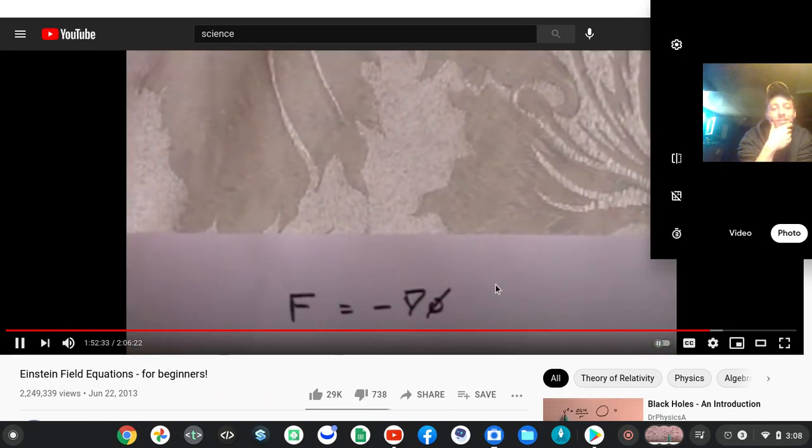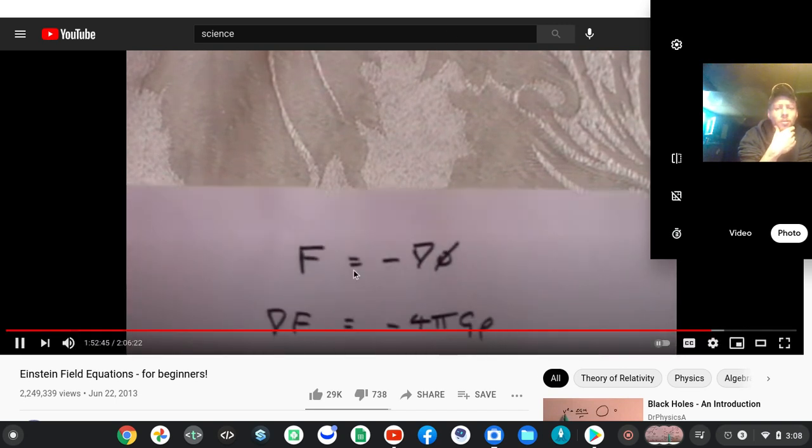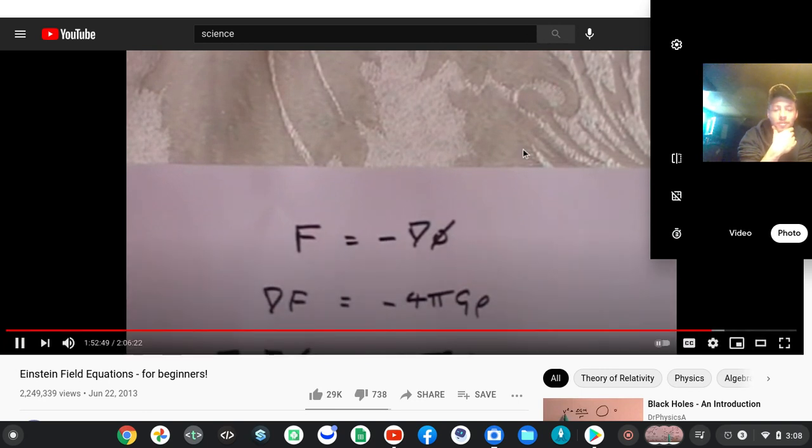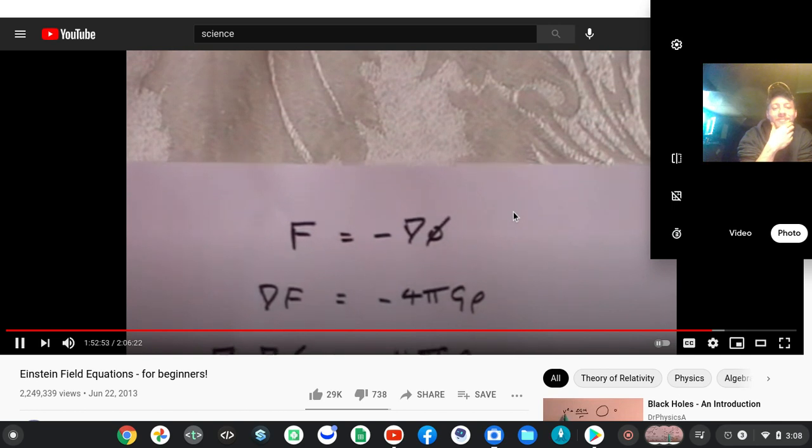Unfortunately, I had a camera failure for the next section, so I'm just repeating the flow of the argument. We've shown that the force is minus the derivative of the potential in Newtonian mechanics. We've also just shown that the derivative of the force is equal to minus 4 pi G rho.